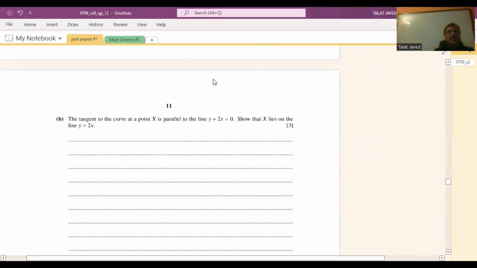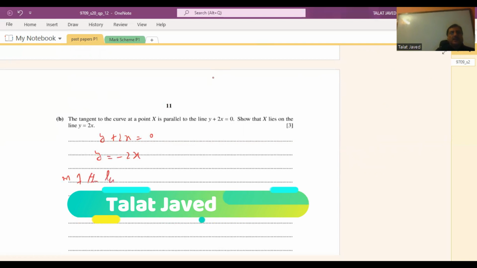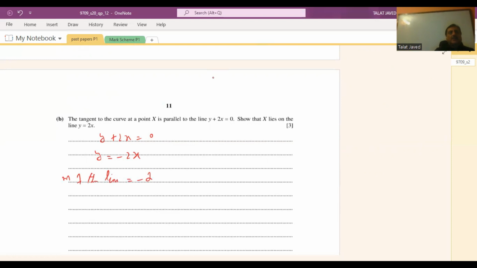Now it's part B. In part B, the tangent to the curve at a point x is parallel to this line, y plus 2x equal to 0. From here we get y is equal to minus 2x. So the gradient of the line is equal to minus 2. And the question is: the tangent to the curve at point x is parallel to this line. Show that x lies on the line y is equal to 2x.